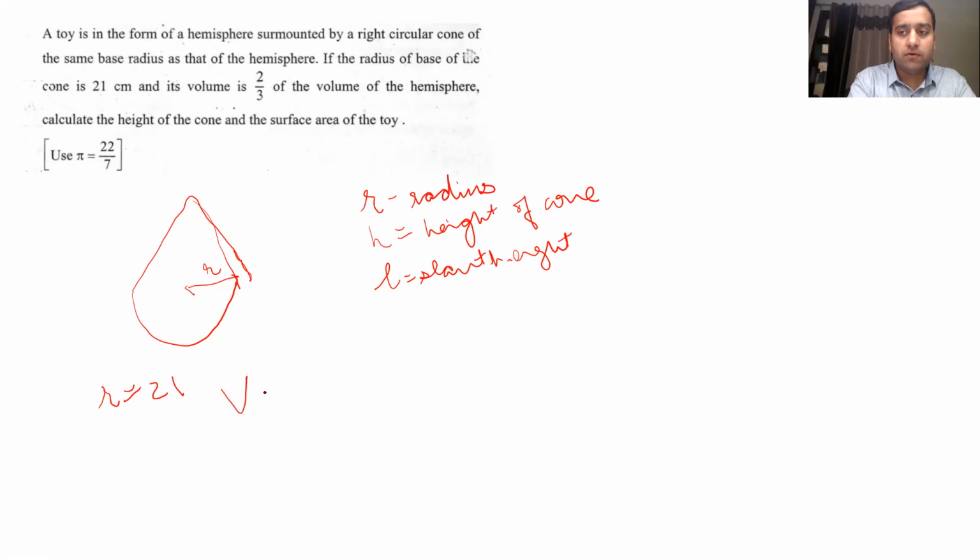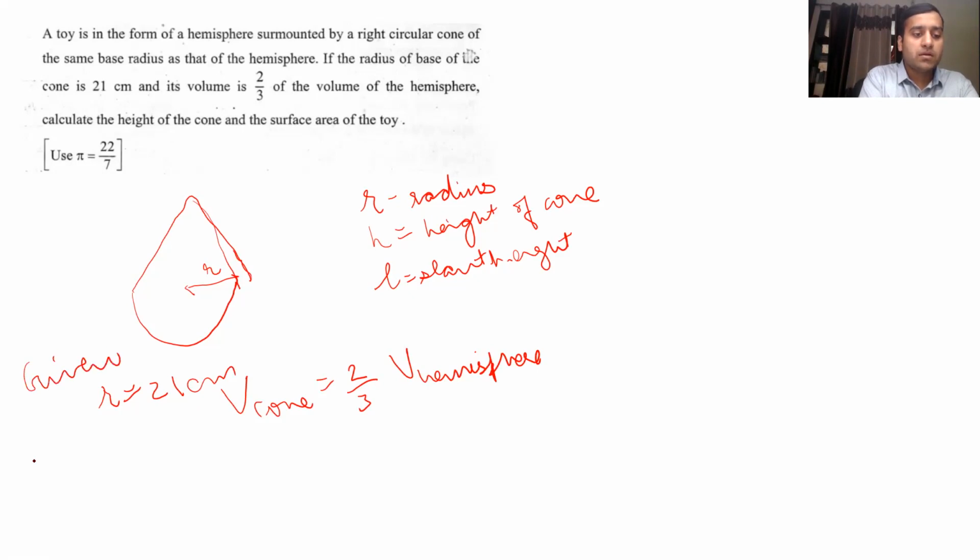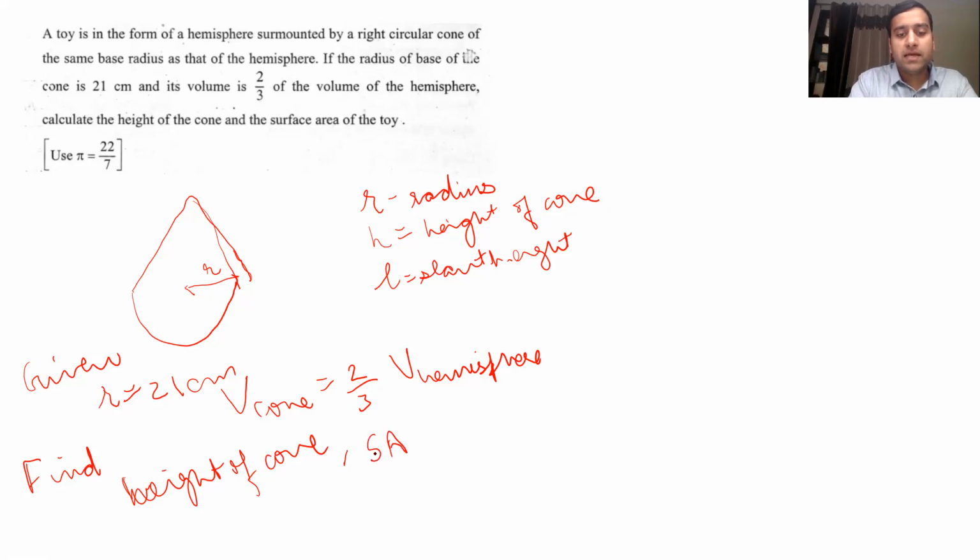So V stands for volume. Volume of cone is equal to 2/3 of volume of hemisphere. This condition is given to us, and also it is given that R is 21 centimeters. So these two things are given, and what we have to find is the height of the cone and the surface area of the toy. SA is surface area of toy. So we have only one condition. We will go with this condition.